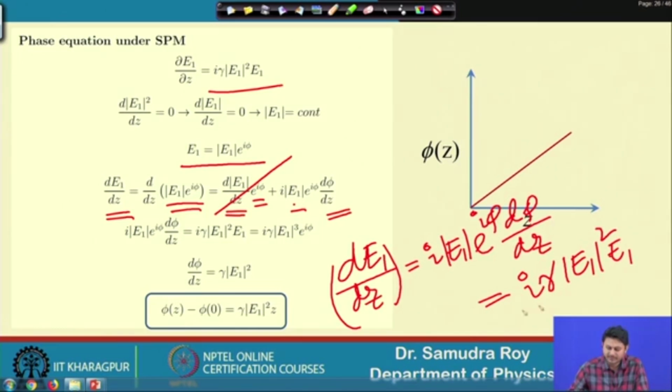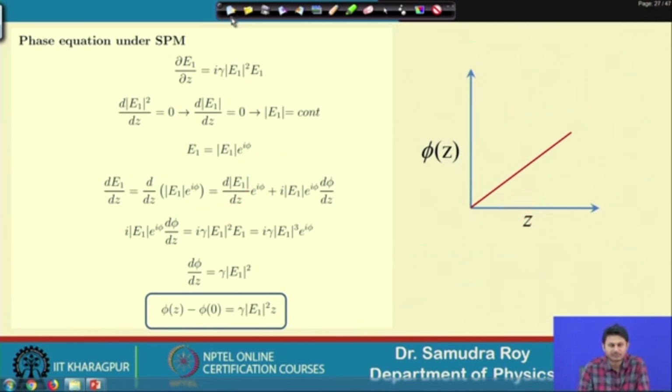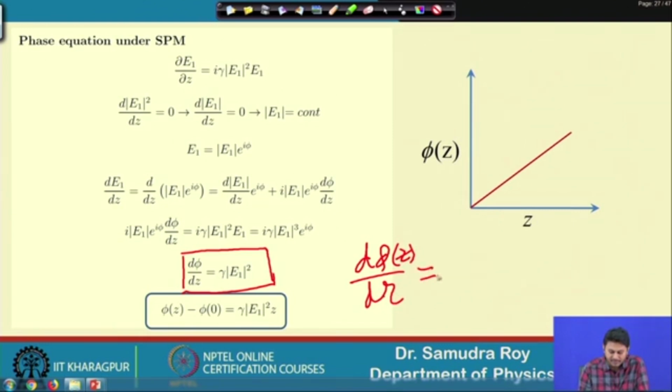So we will have a differential equation of phi. From this, what we are having is the differential equation of phi. So phi is changing, and how phi is changing is the thing that we are trying to find out. Finally we find that d phi/dz, phi supposed to be a function of z, is simply equal to gamma mod of E1 square.